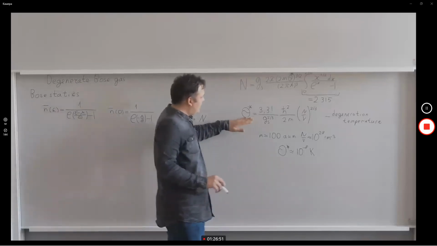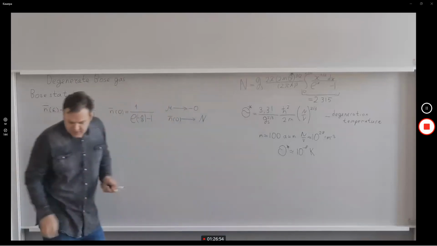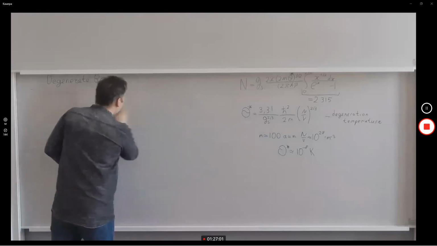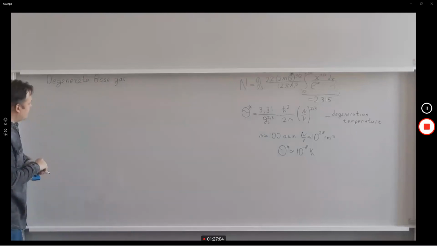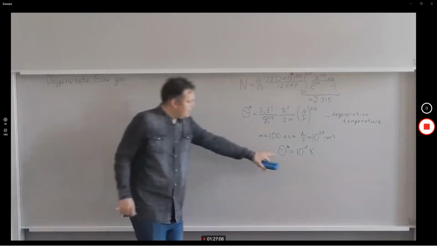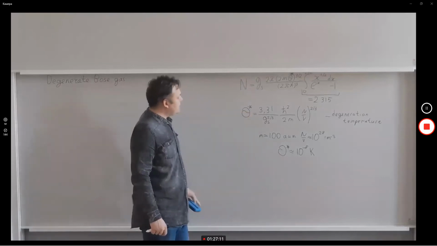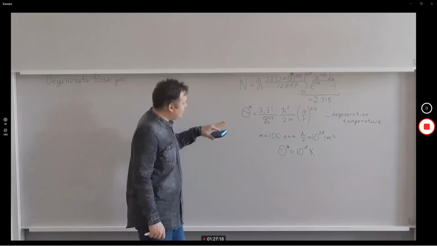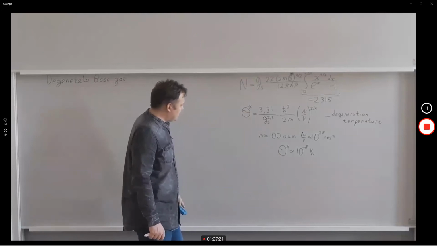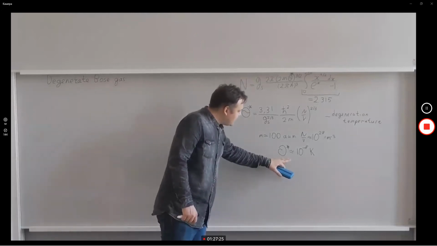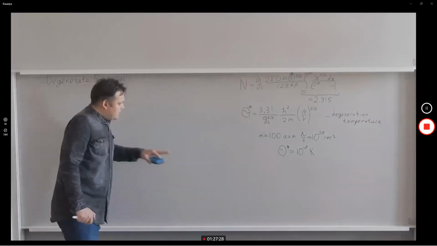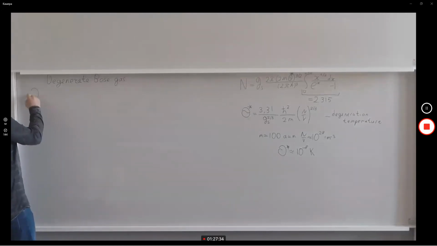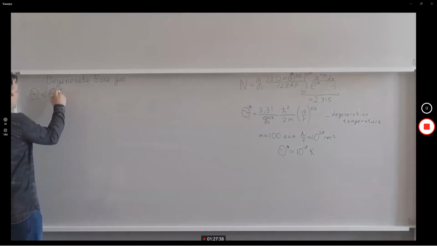But let us now consider the temperatures below the temperature of degeneration. For temperatures higher than the degeneration temperature, we can say that the gas is non-degenerate, and we can use the approximation of a rarefied ideal gas. Now we are interested in degenerate gases, at low temperatures: theta less than theta asterisk.